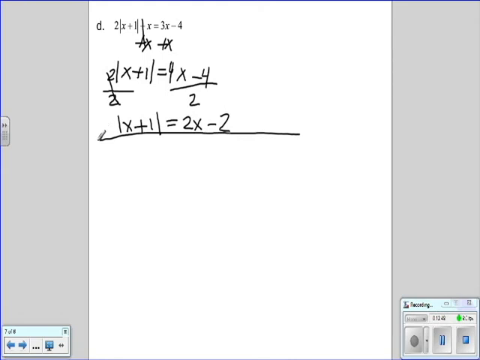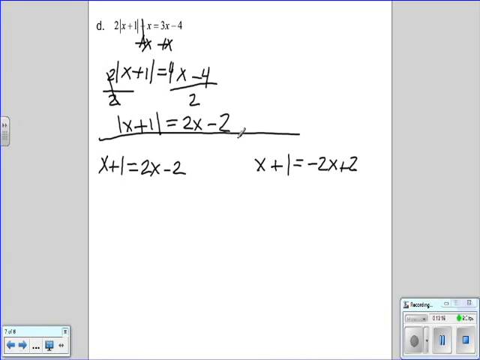So case 1, basically the positive case, is the same equation without the absolute value sign. So x plus 1 equals 2x minus 2. Case 2 is the negative case. X plus 1 stays the same. You need to reverse the right side of the equation. So it becomes -2x plus 2. I reverse both of these terms here.